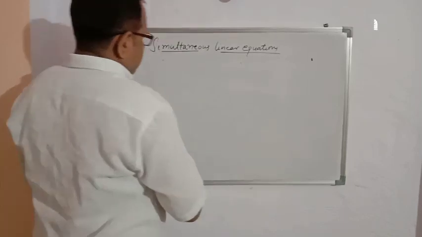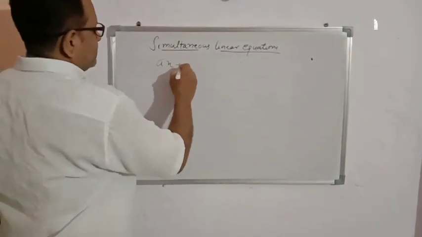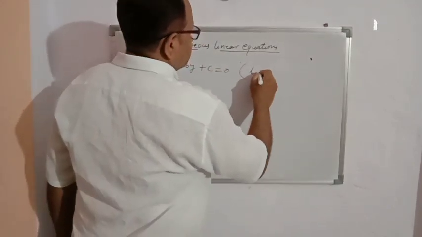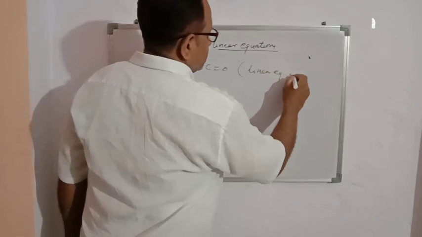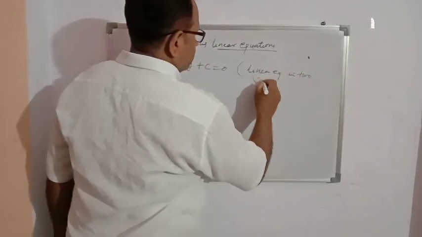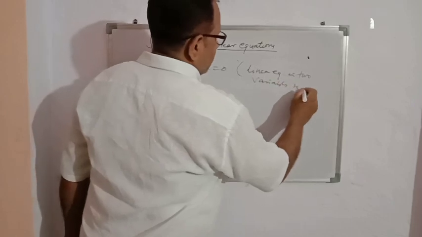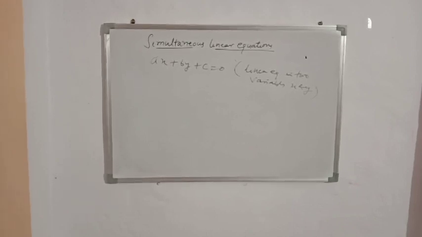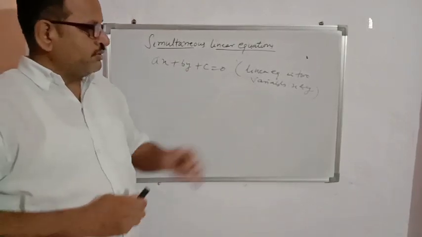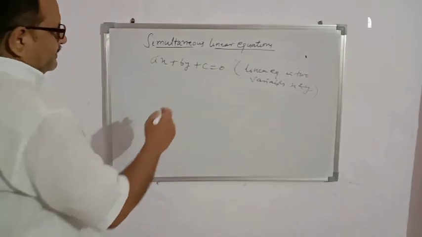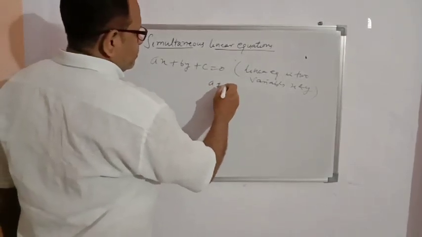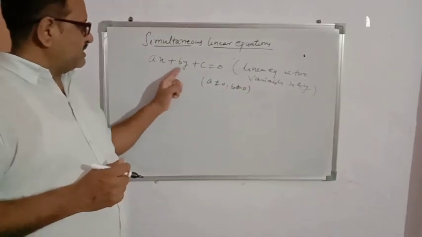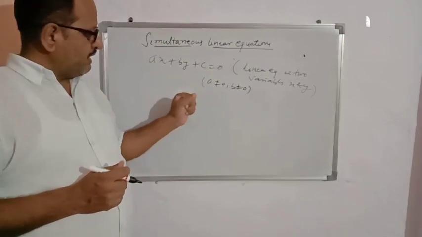Linear equation in two variables: ax plus by plus c is equal to 0. It is a linear equation in two variables, x and y. Here a is not equal to 0, b is not equal to 0. A, b, c are real constants, x and y are variables, but a and b are non-zero real numbers.